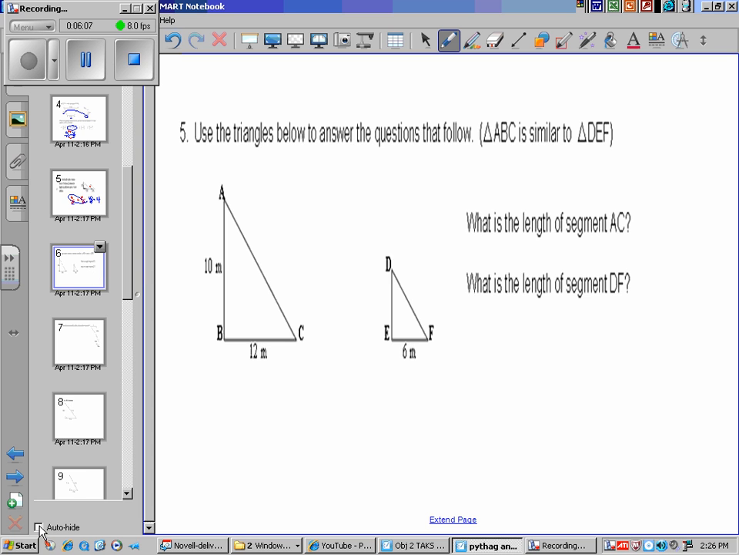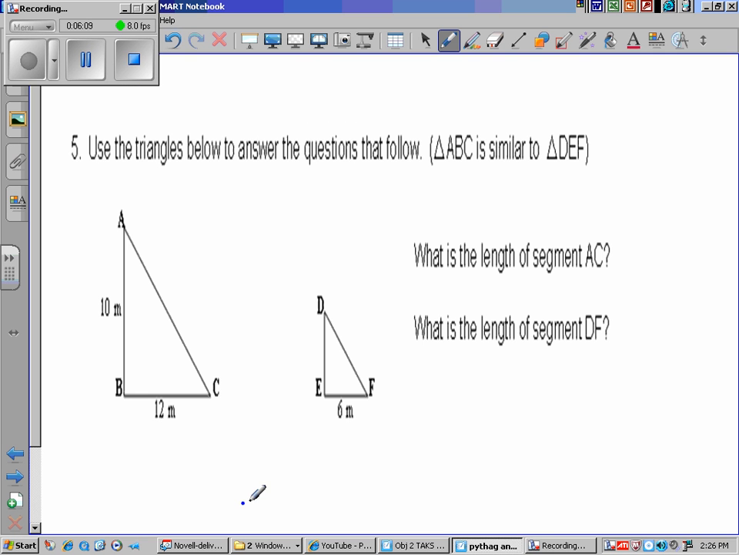The next one right here wants to know the length of segment AC. Well, AC is right here. I have these two legs, and they're talking about it being similar. Well, what do you have to do to 12 to get to 6? You divide by 2. So I'll take 10 divided by 2 and get 5. So now I've got these sides, but I don't have this one right here, and they want to know about them being similar. They're trying to find the length of the segment AC and DF.